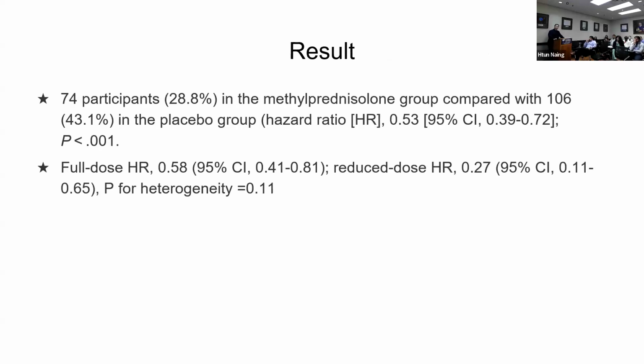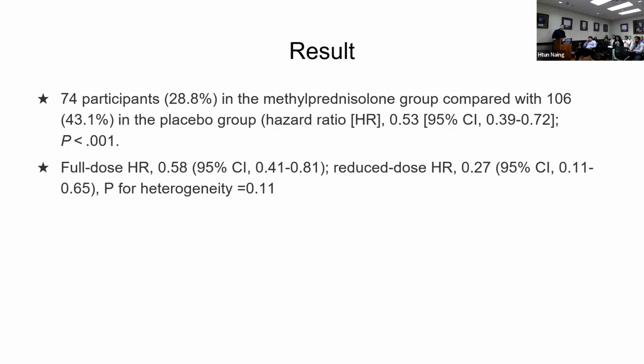So the result: about 74 participants, 28.8% of the methylprednisolone group, compared with 43.1% in the placebo group, reached the primary outcome. So it significantly improved the patient's renal outcome, with a hazard ratio of 0.53.